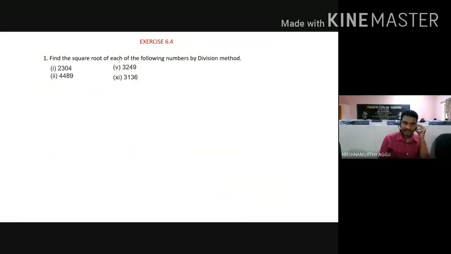Find the square root of each of the following numbers by the division method. I have given you a small introduction regarding the division method. Now in this question you are going to get full information on how to find the square root of given numbers using the division method. Right, so let me select the first question. First solution. What is the given number?